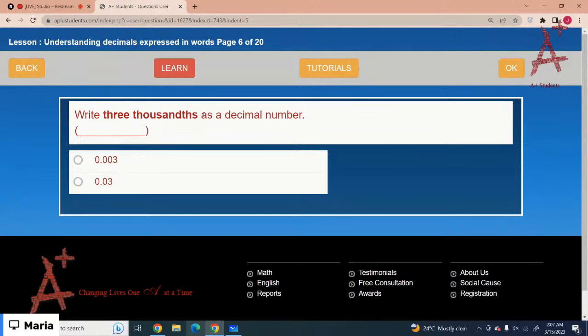Write 3 thousandths as a decimal number. That means 3 is at the thousandths position. Got it? Tenths, hundredths, and thousandths. Option number one is the correct option. It would be 0.003. That means 3 is at the thousandths position. Got it?